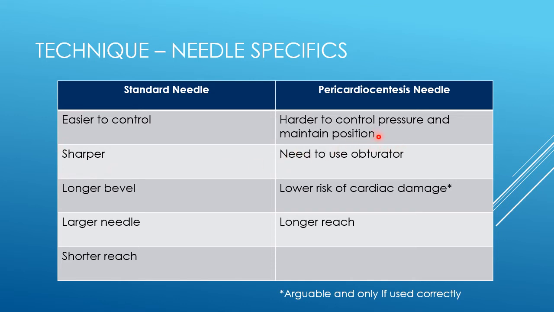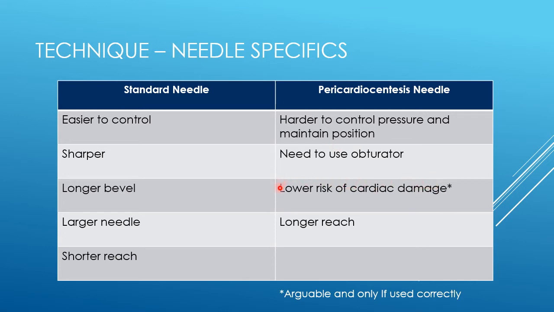Pericardiocentesis needle, it's harder to control, as we've just said. Particularly it can be hard to keep the depth once you're in the pericardium. It can be very difficult to keep track of just how far in you are, and there's a tendency to drift further in. You have to use the obturator in order to use a pericardiocentesis needle. That means you can't aspirate, and that takes away one of the key bits of information about where you are.